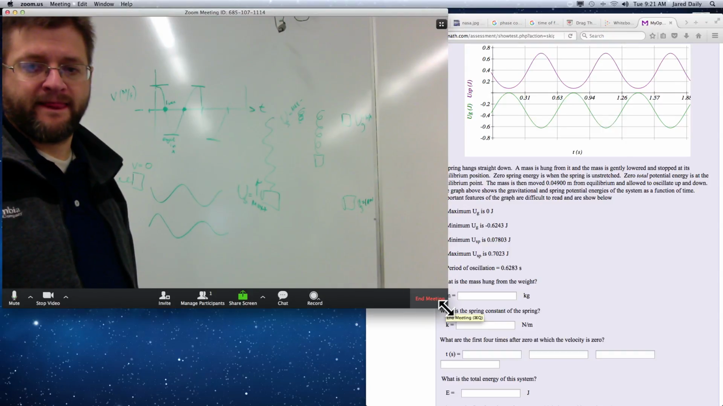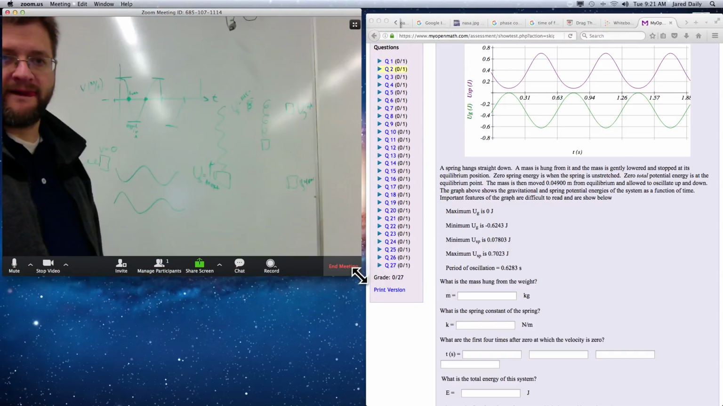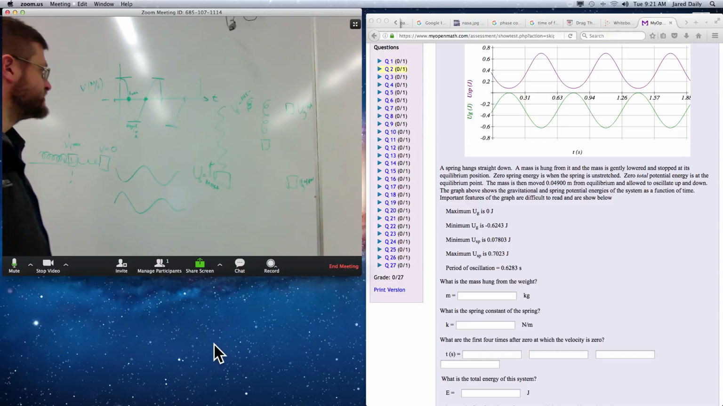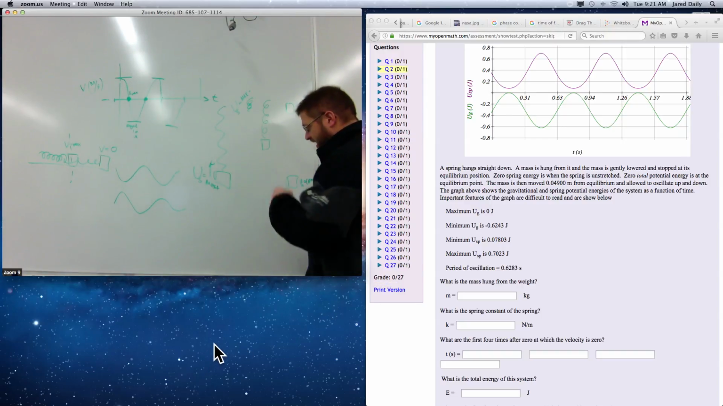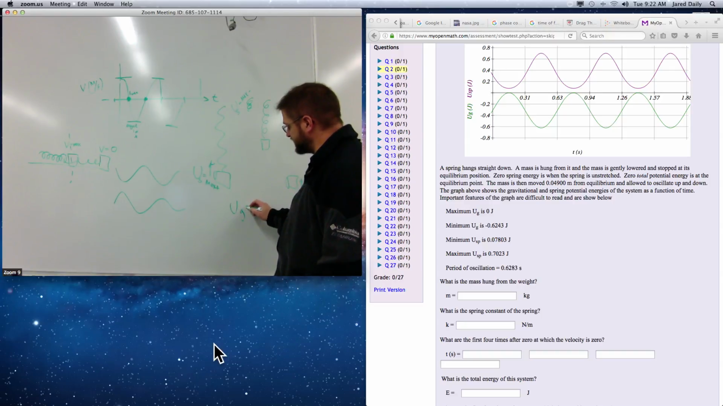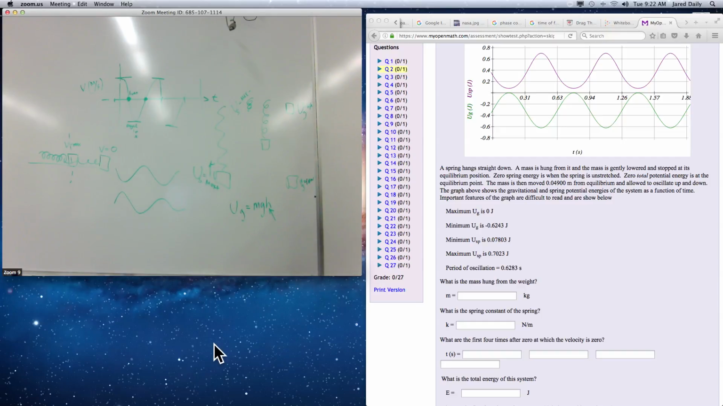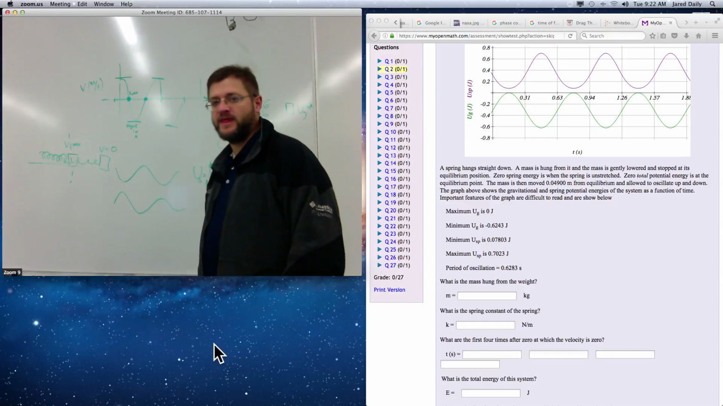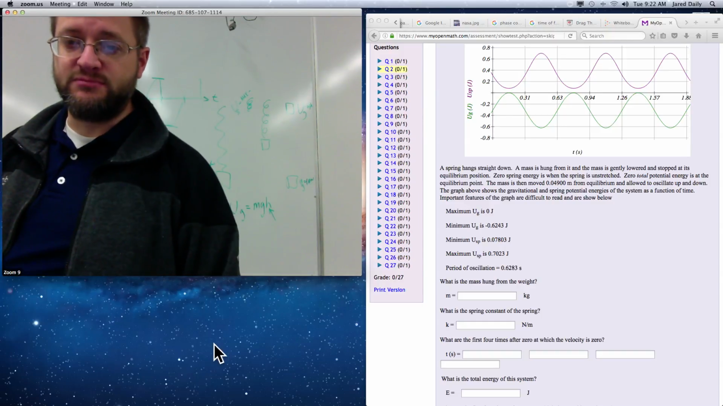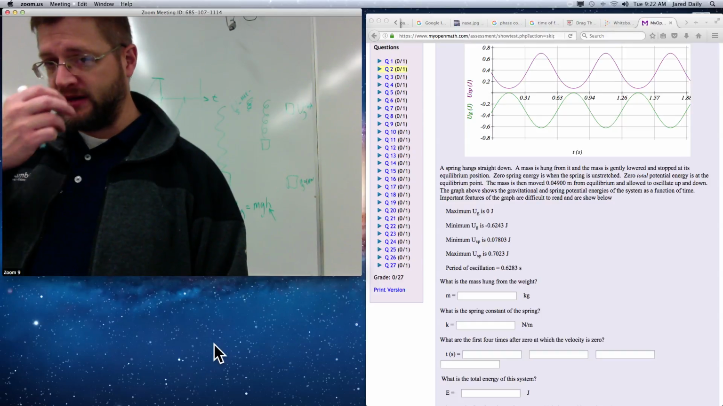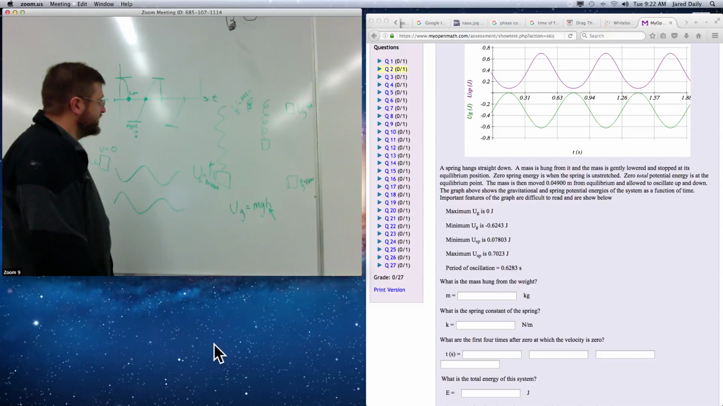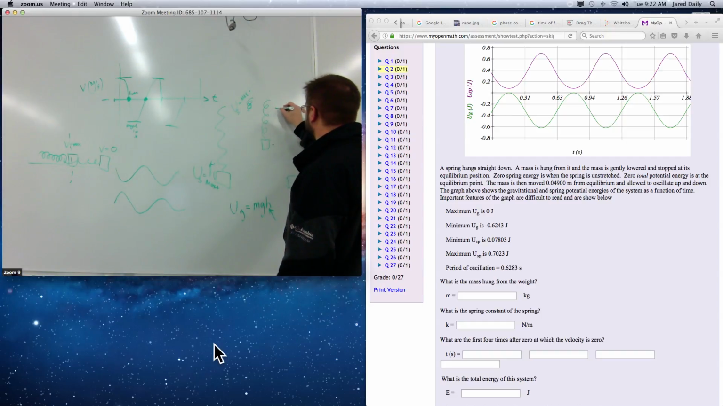That's the U of the spring. So it's U of gravity, the potential energy due to gravity. The gravitational potential energy is equal to mg times h, and h is the maximum displacement, the maximum height that it goes. They tell you here that the mass is moved 0.049 meters from equilibrium. So that means it starts here and goes up 0.049 meters, right? So that's your maximum.